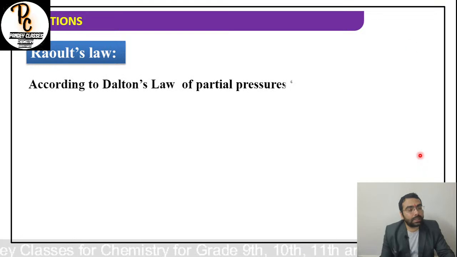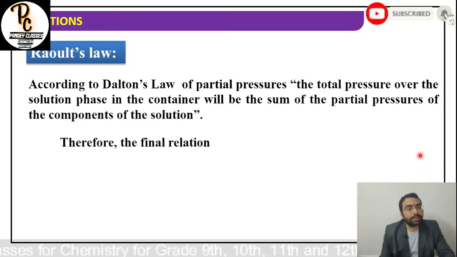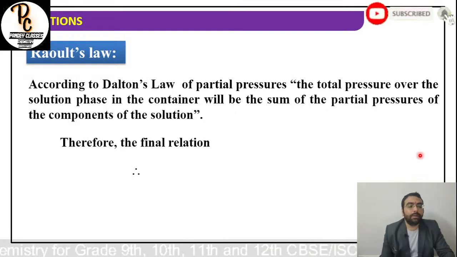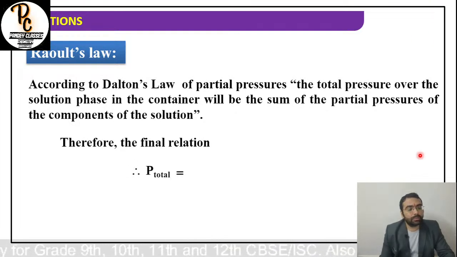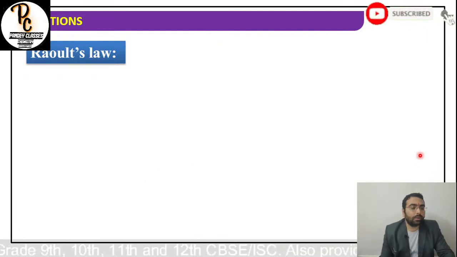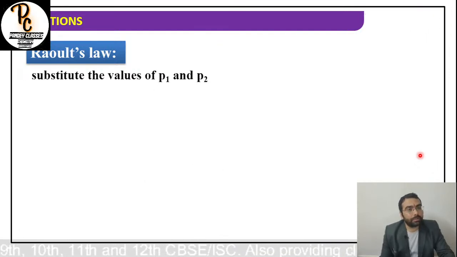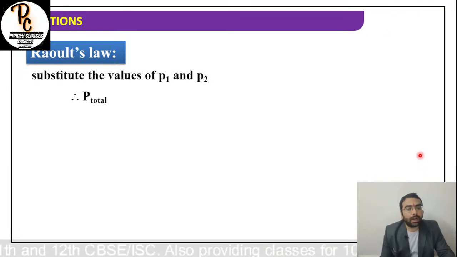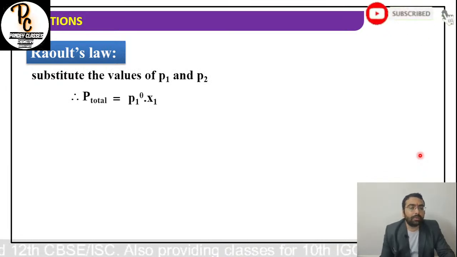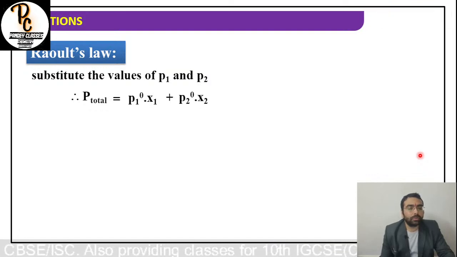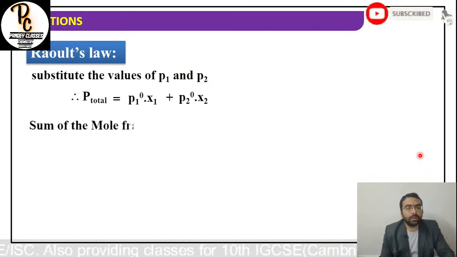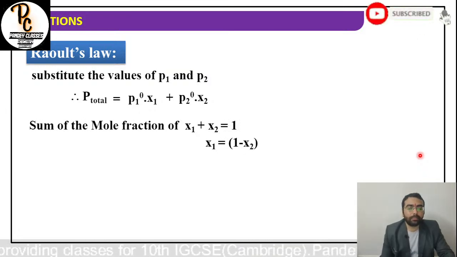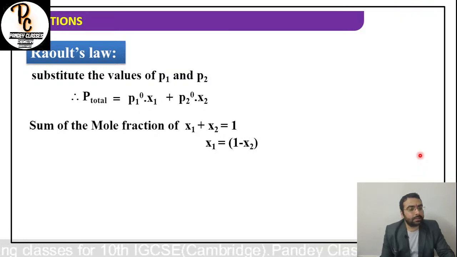So according to Dalton's law, total pressure equals the sum of the partial vapor pressures. So P total equals P1 plus P2, where we'll replace P1 and P2. P1 will be replaced by P1 naught into chi1, plus P2 naught into chi2. The sum of the mole fractions chi1 plus chi2 equals 1 only. So chi1 equals 1 minus chi2.